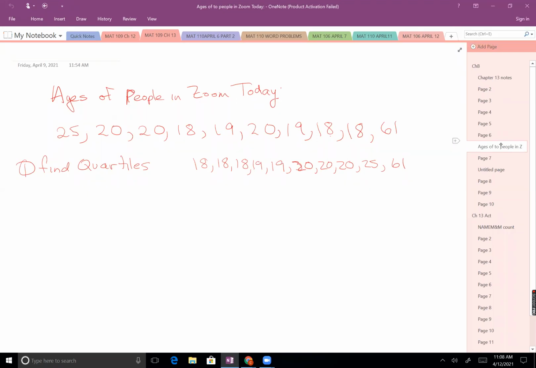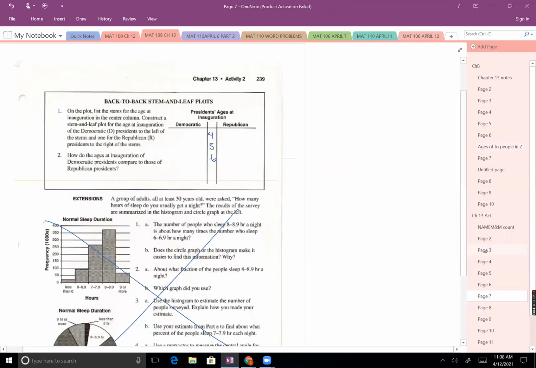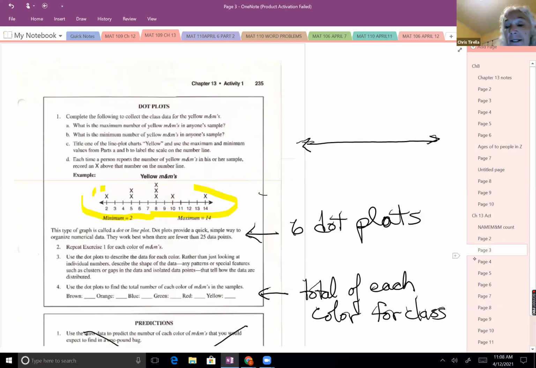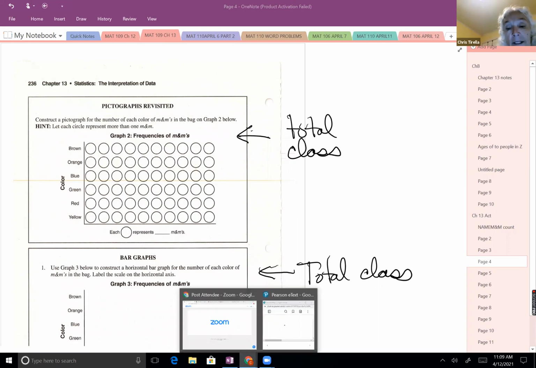The M&M activity. For graph number 2 and the bar graph, what are we counting by? Because it says each circle represents blank M&Ms. You get to decide. Whatever you think is appropriate. Okay, and then do the bar graphs touch? Bar graphs do not have to touch. Histograms have to touch, but bar graphs do not. Okay. And then I just gotta look for the math question. I've got my textbook open.